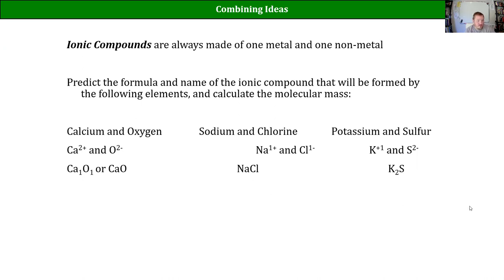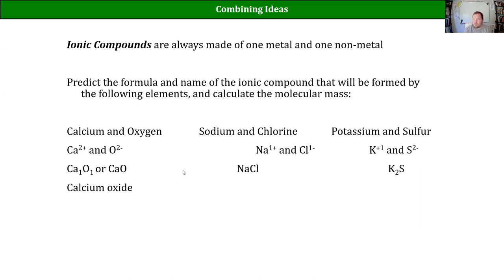And then you just put those together. So then again, the name of the positive ion is just the name of the element, as long as it's not in the D block. So the name for this first one would just be calcium. And then we drop the ending of oxygen, turn it to oxide. So calcium oxide.